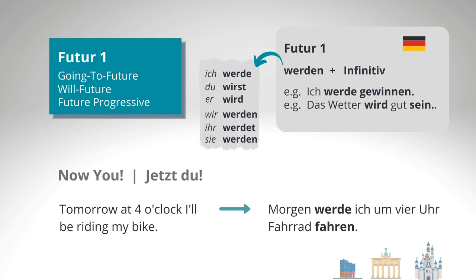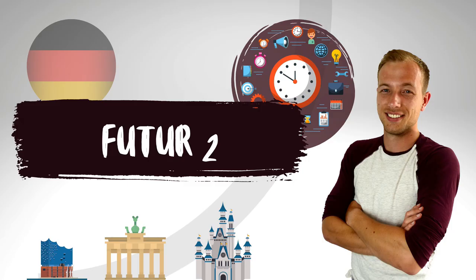Okay, if you were able to follow me until here, you already know the Futur 1, the by far most used future tense in German. So the only tense that's left is the other future tense, the Futur 2, the least used tense in German. But in order to make this a complete course about all tenses in German, we'll cover this one as well, and that's what we're gonna do in our next video. Bis gleich, see you soon.